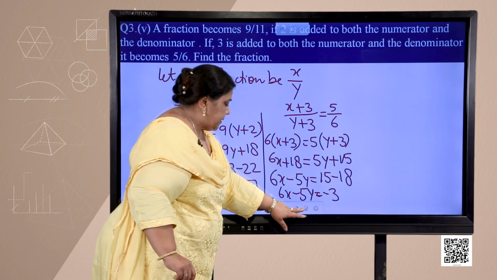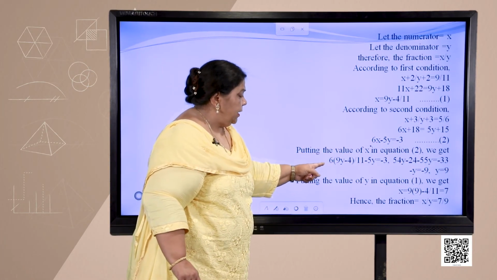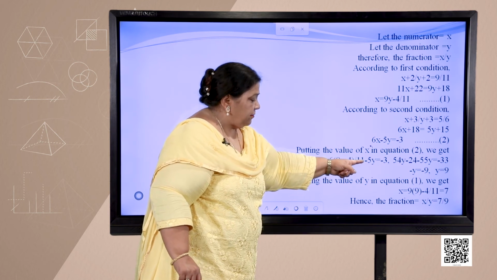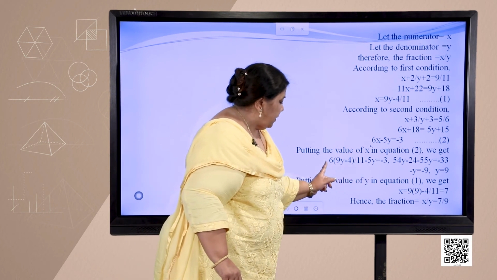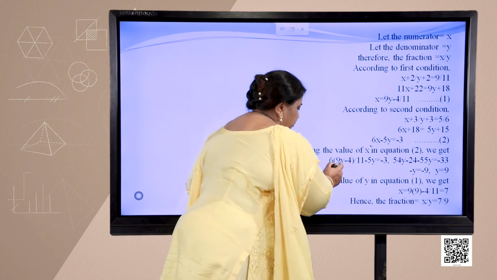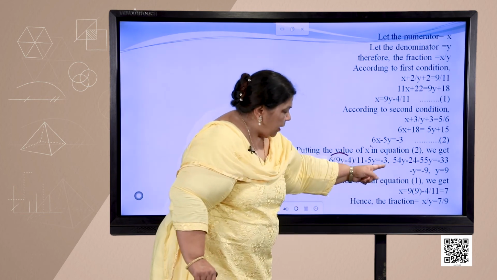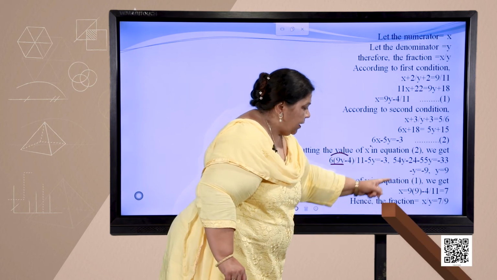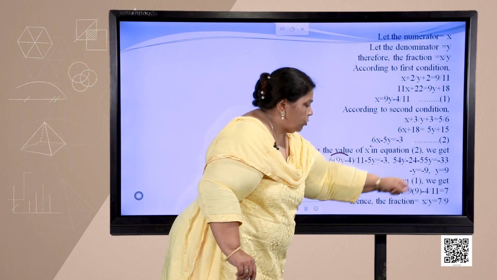See the next slide. Now, putting the value of x in this equation, 6 into 9y minus 4 upon 11 minus 5y is equal to minus 3, and that gives us 6 9s are 54y and 6 4s are 24. So, you get minus 55 is equal to minus 33. That gives me minus y is equal to minus 9, that is y is equal to 9.